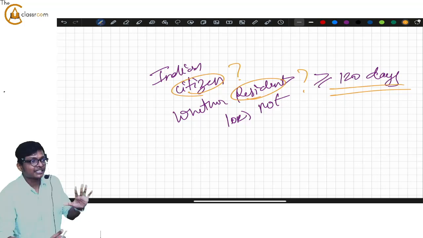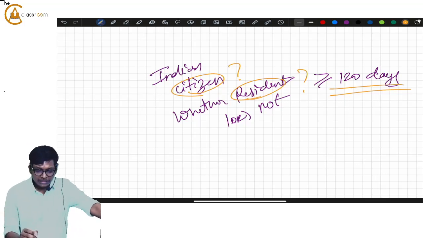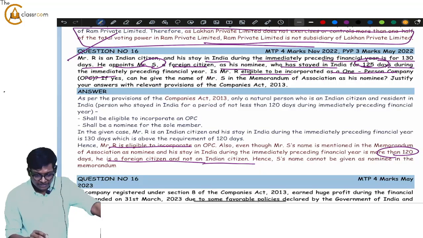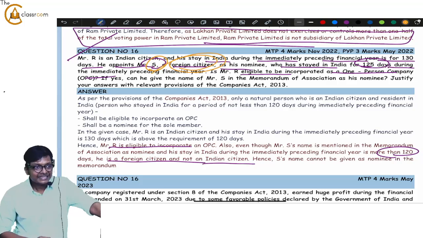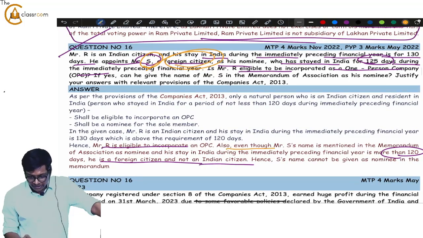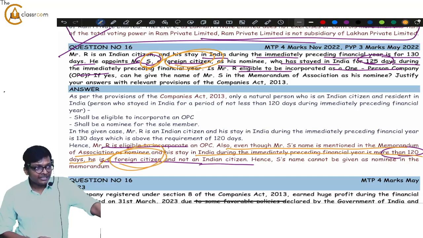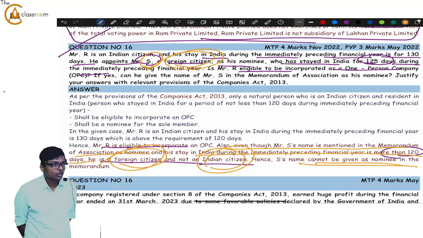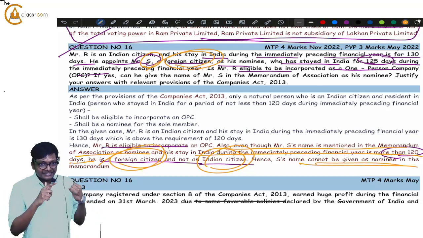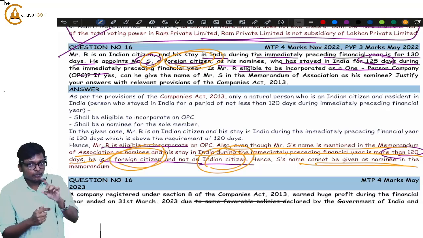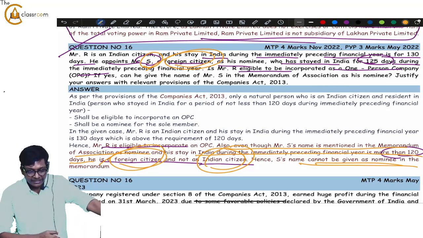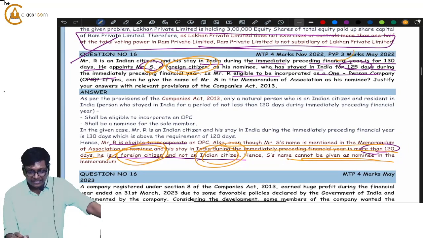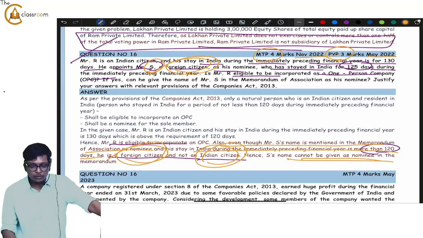Very few exceptional cases. So here, if you see, this person S is a foreign citizen. Therefore, even though S's name is mentioned in the MOA, even though he is staying for more than 120 days, he is a foreign citizen and not an Indian citizen. Therefore, his name cannot be given as a nominee. So, what are the points? Is he a citizen, a resident, staying more than or equal to 120 days. Are you following, guys? Previous year, May 22, again November 22, MTP it came.